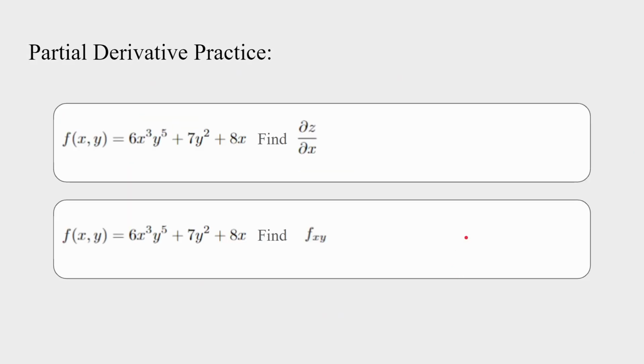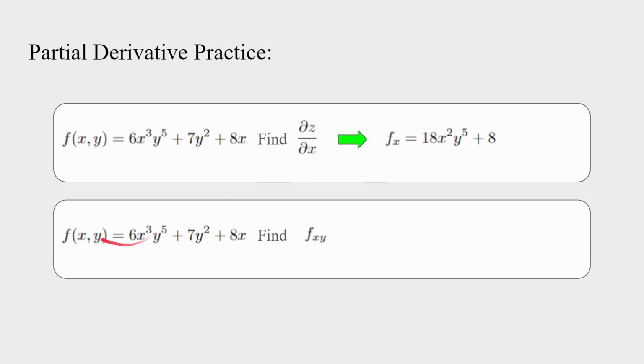Alright, now let's do some partial derivative practice. This is not that difficult. This first one, we will be deriving this function with respect to x. And then the second one we'll have to take the partial with respect to x, then the partial with respect to y. But first we will do this one, and I will show you the answer immediately. It is very simple. So, power rule, 18x squared. Y to the fifth is a constant. This is a constant, dies. Kill the x, plus 8.